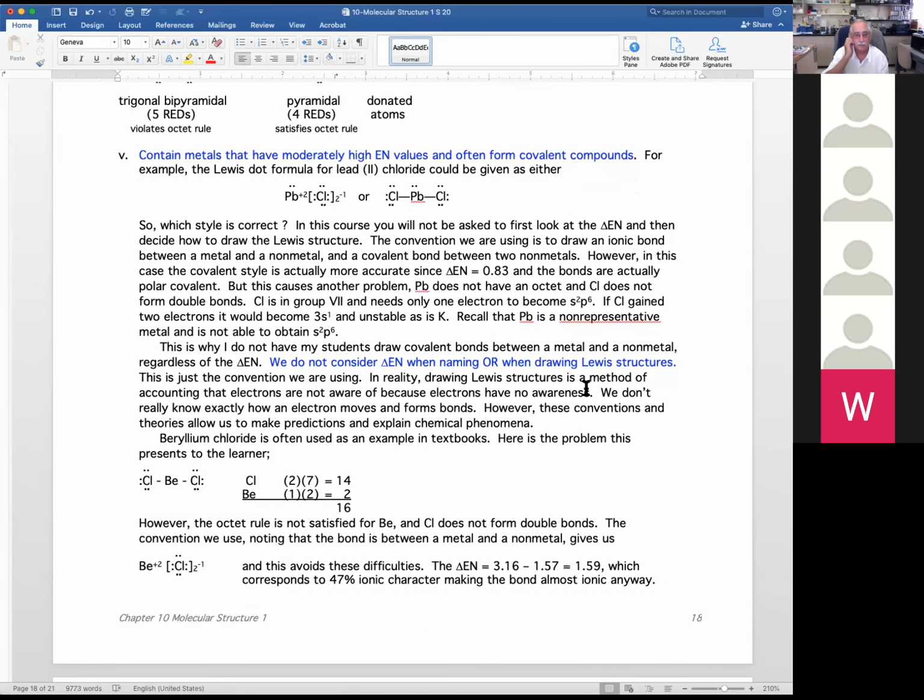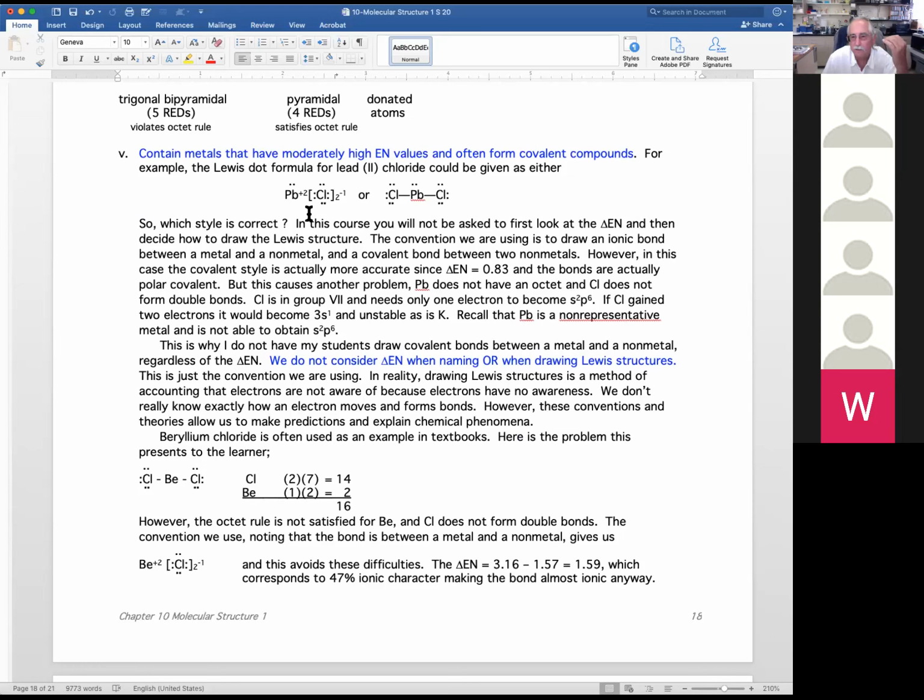And then we have metals that have moderately high electronegativity values, and they often form covalent bonds. So remember, our convention for this class, if you see a metal and a non-metal, what are you going to do? You're going to do it like this, just like how we name it. But what if you're cruising around the internet and you see this? I have to make you ready for that. So if you look at the difference in electronegativity between lead and chlorine, it's 0.83. So if you're looking at electronegativity, this is more accurate than this.